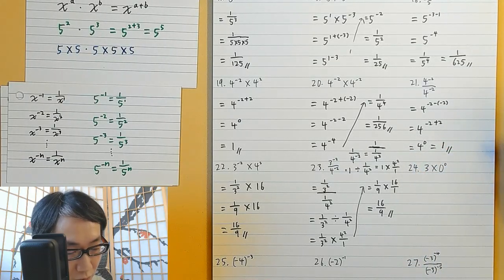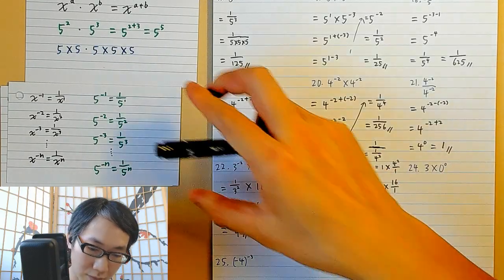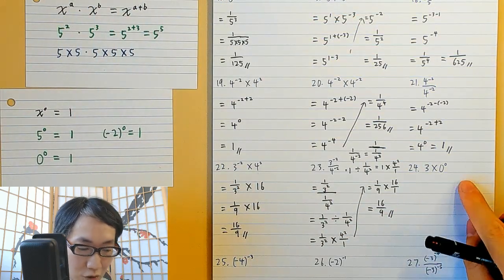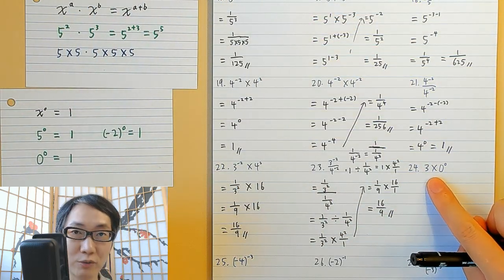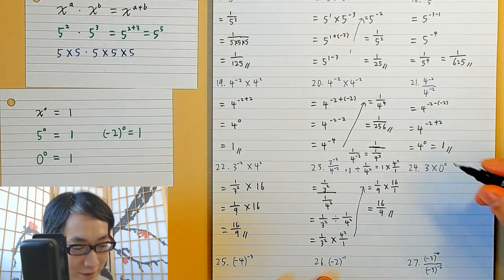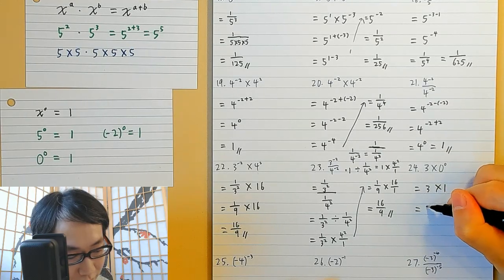So 24, 3 times 0 to the power of 0. So when you use this one, the land is not suitable to plant a potato. We have 3 potatoes. However, we did not plant a potato. So the 3 potatoes are saved. And we have 3.